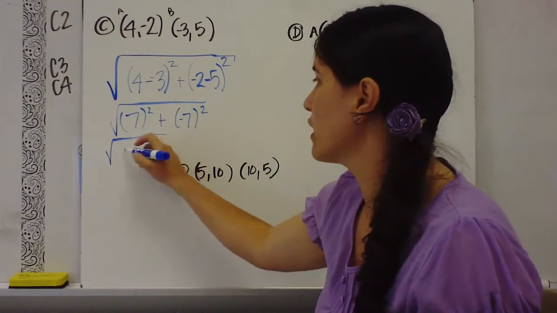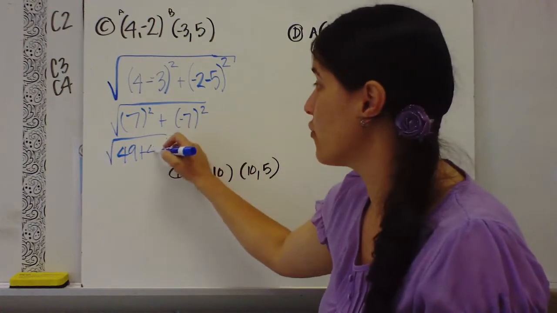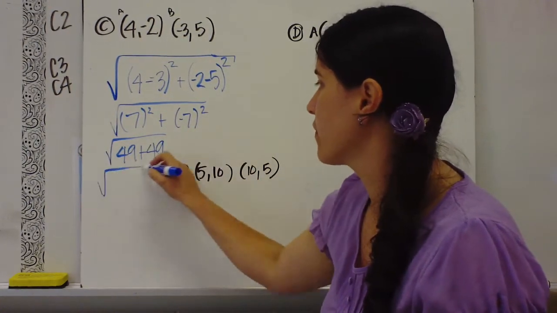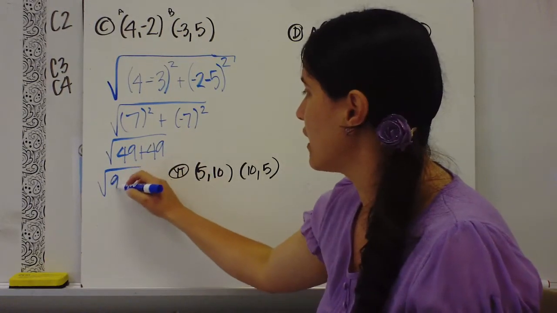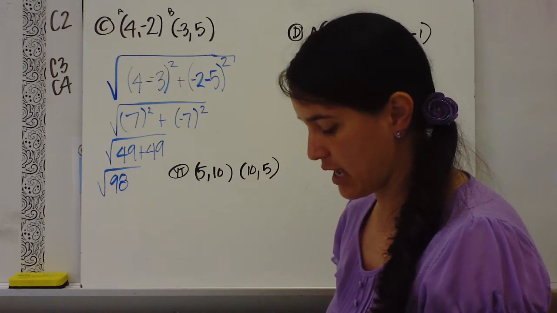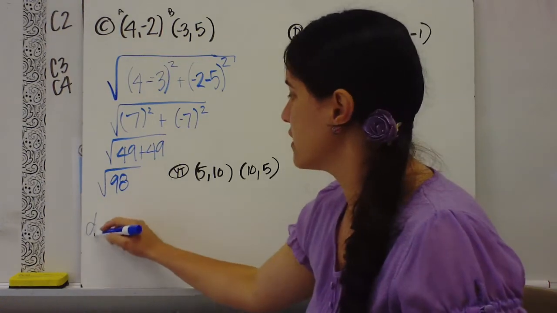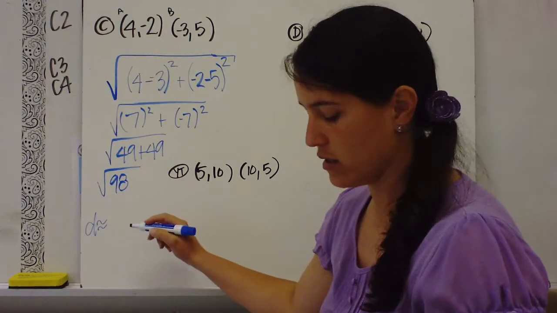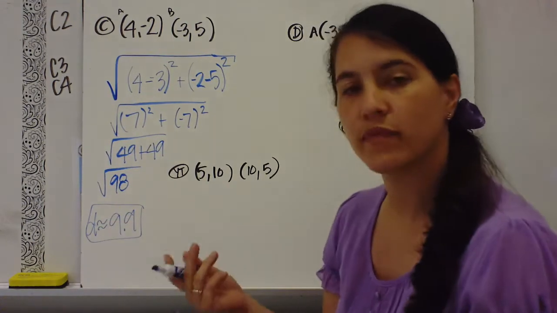7 squared is 49. Negative 7 squared is also 49. We need to do 49 plus 49, and we get 98. And the square root of 98, the distance is about 9.9, because it's very close to 100.